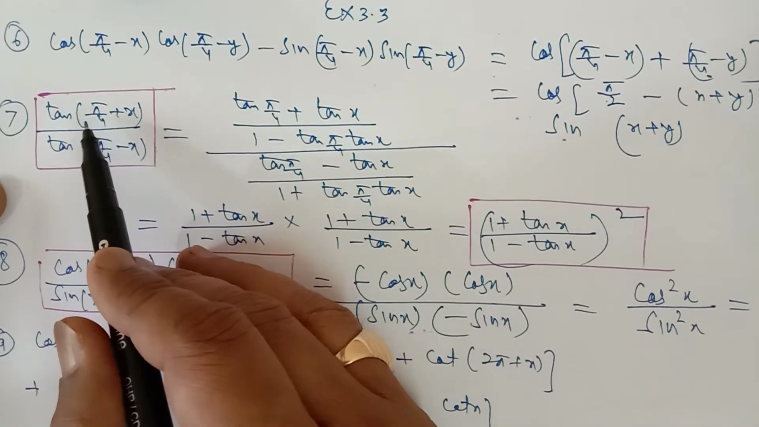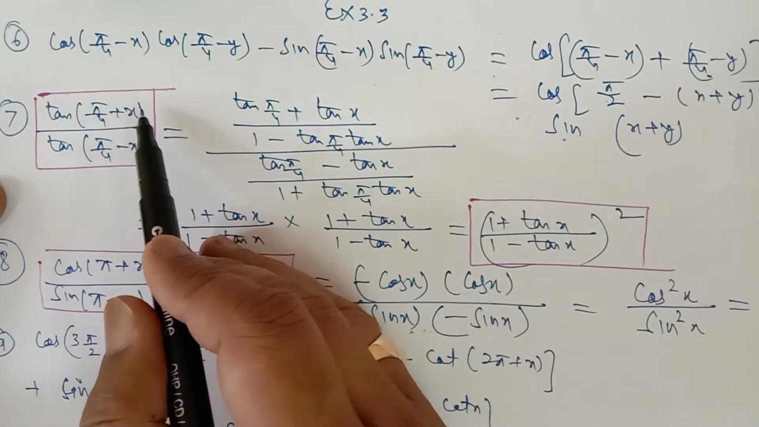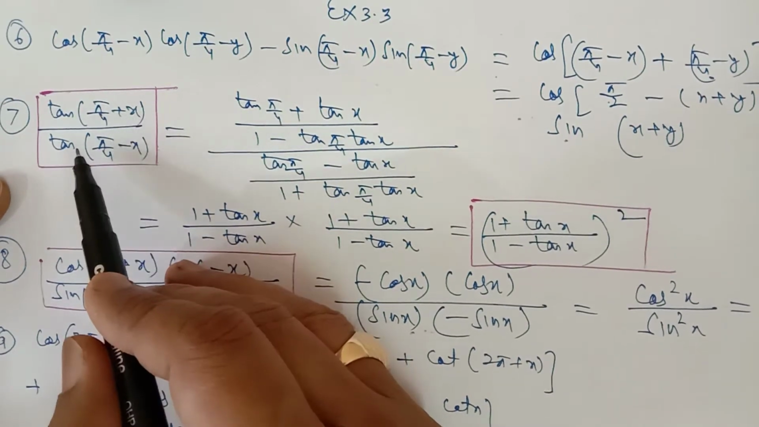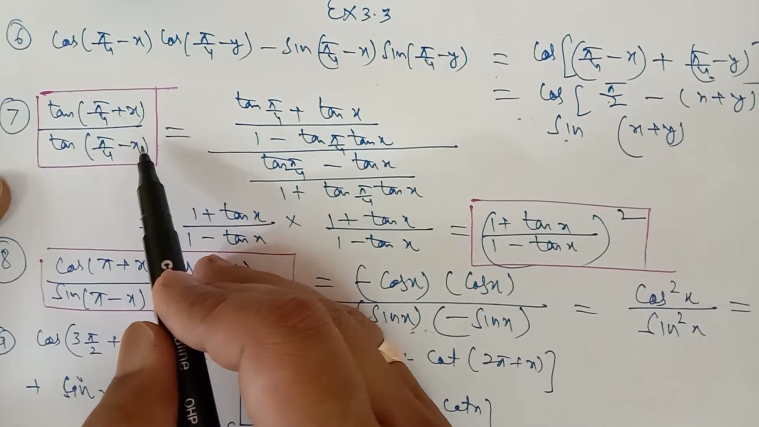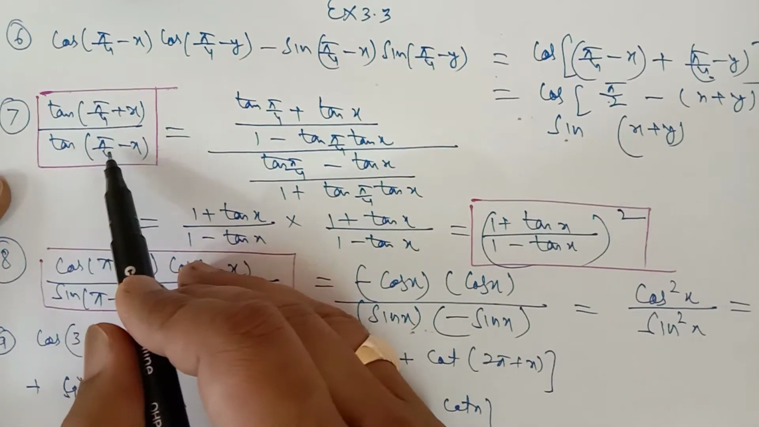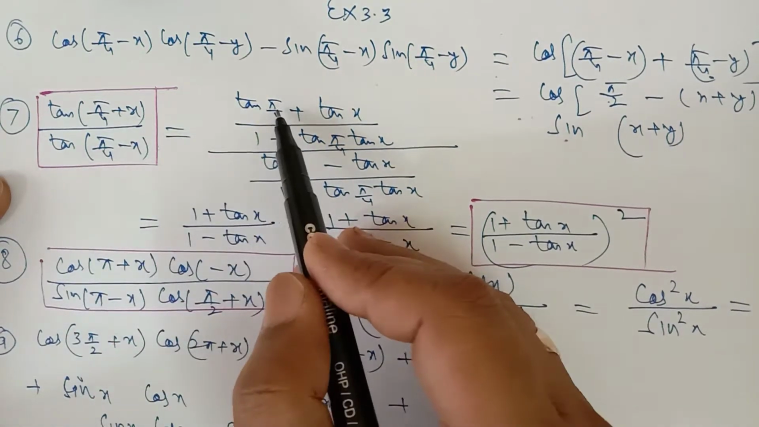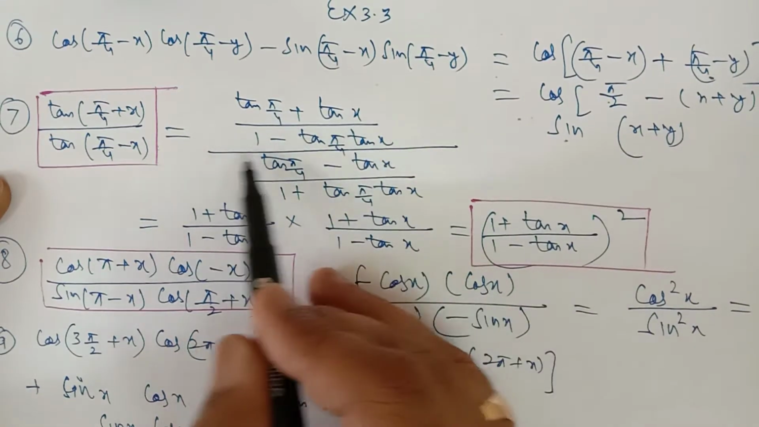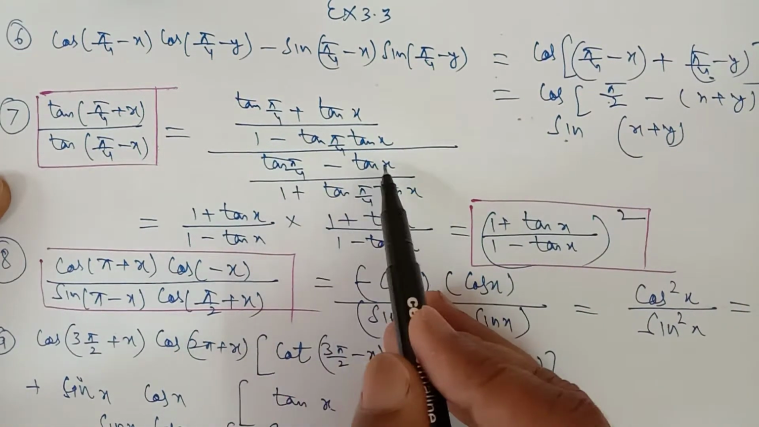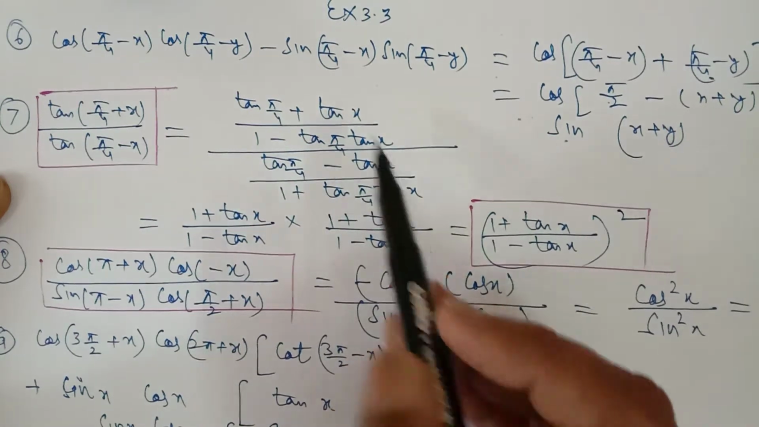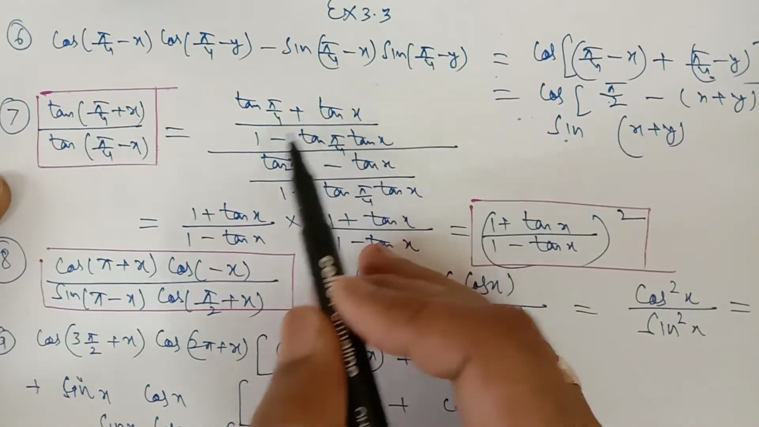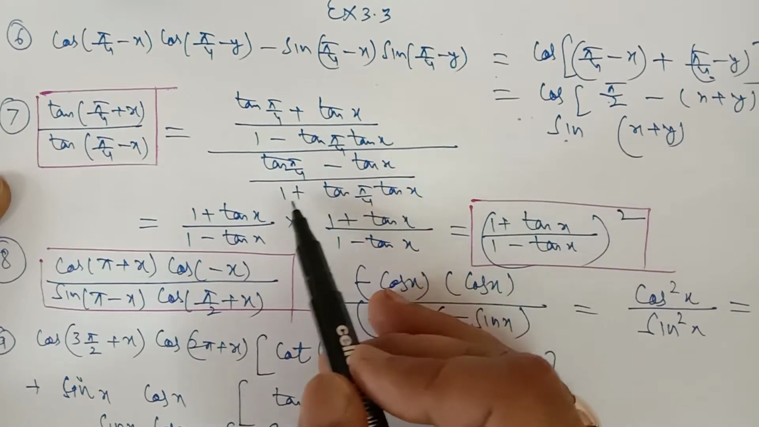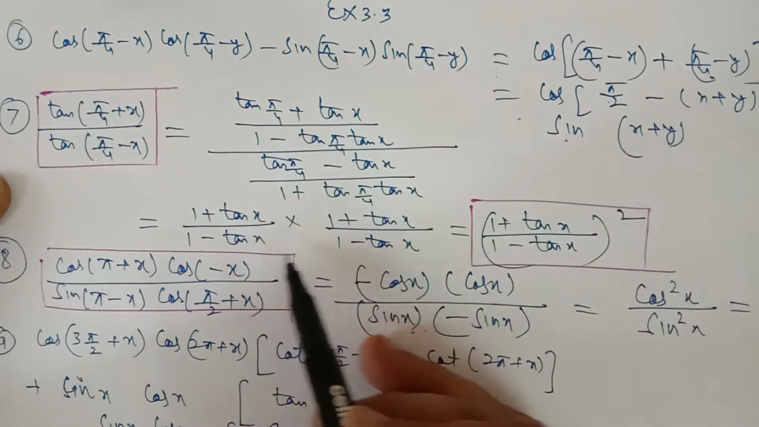Now in question number 7, it is tan(pi by 4 plus x). In the numerator you have to use the formula of tan(a plus b), and in the denominator we have tan(pi by 4 minus x), where you have to use the formula of tan(a minus b). In the numerator, tan a plus tan b upon 1 minus tan a into tan b. In the denominator, tan a minus tan b upon 1 plus tan a into tan b. Tan 45 is 1, so 1 plus tan x upon 1 minus tan x, and in the denominator 1 minus tan x upon 1 plus tan x. Simplify it.